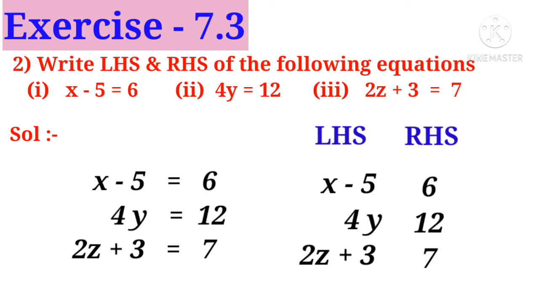Now for the first equation, x minus 5 is equal to 6. LHS is x minus 5. RHS is 6. Now for the second equation, 4y is equal to 12. LHS is 4y and RHS is 12. For the third equation, 2z plus 3 equal to 7. LHS is 2z plus 3 and RHS is 7.